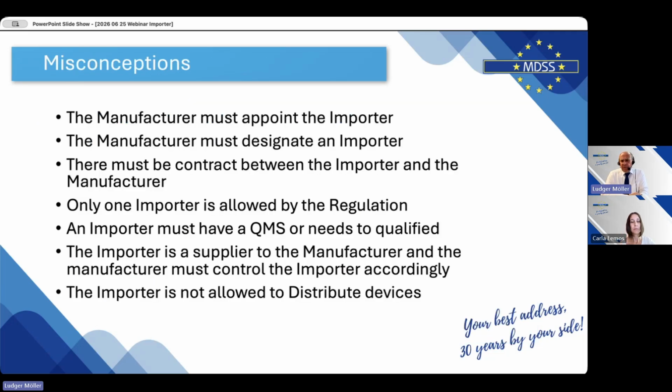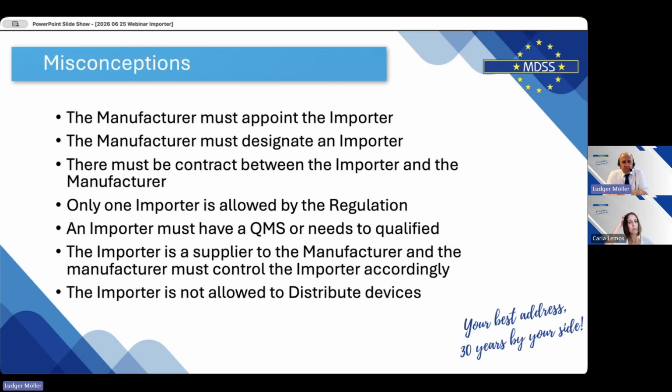So here are the misconceptions which still come up, and that just blows me away. But the first ones seem to be quite resolved. The manufacturer must appoint the importer, so notified bodies seem to have learned that. Only the authorized representative needs to be appointed, designated, the second line. There must be a contract between the importer and the manufacturer. No, the MDR does not require that. It may be wise to have a contract, but the MDR does not require that.